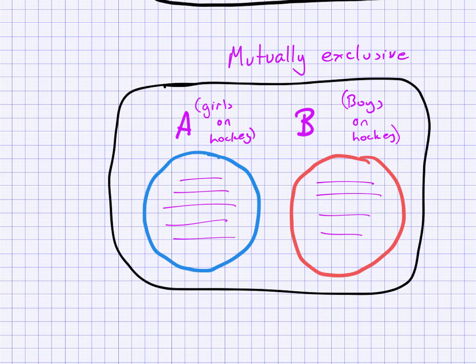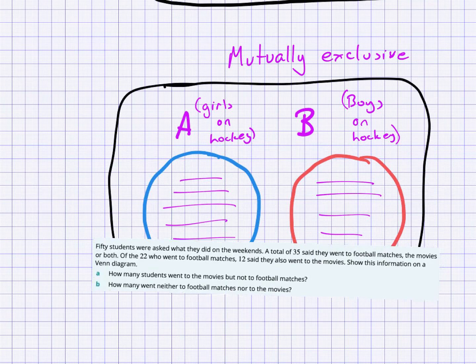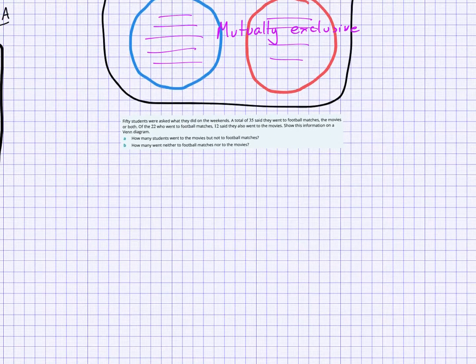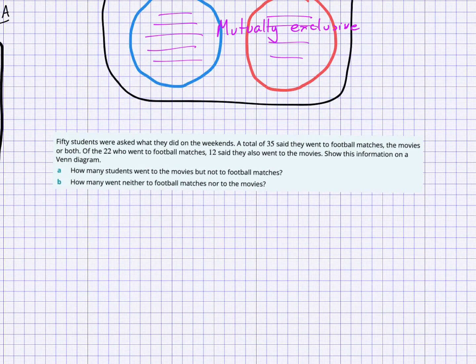So here's a type of question we'd be looking at doing. And these tend to be rather wordy questions. All right, so let's have a look. 50 students were asked what they did on the weekend. A total of 35 said they went to football matches, the movies, or both. Okay, so we have two events. So we're going to draw our Venn diagram.